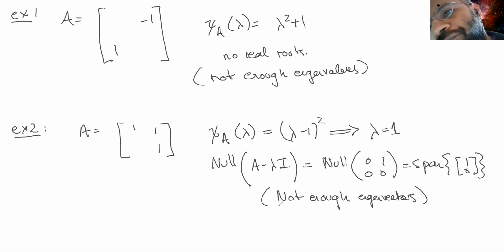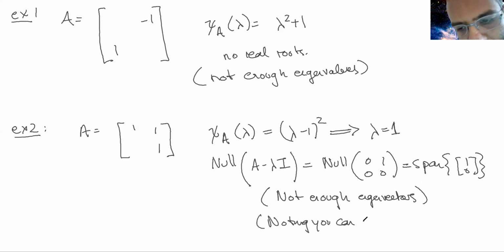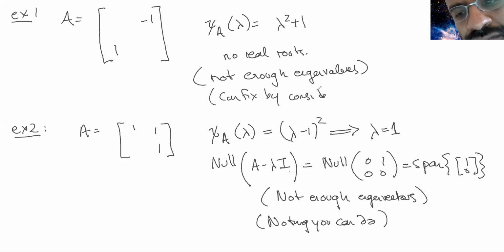So these are two bad things that can happen that prevent diagonalizability. It turns out that here there's nothing you can do. Okay, you cannot diagonalize the matrix. There's no modification of the definition of diagonalizability that allows you to do this. But here you can fix this by considering complex numbers.